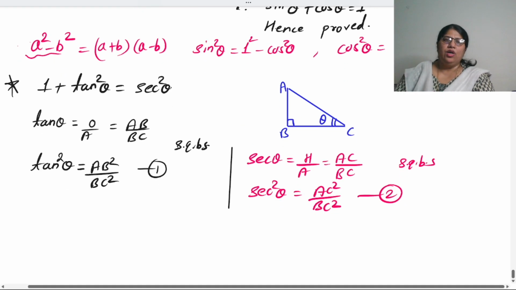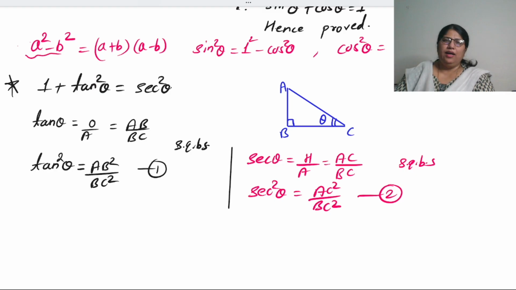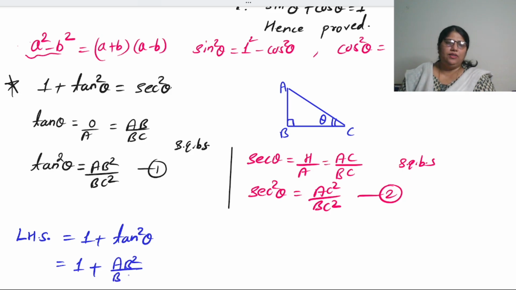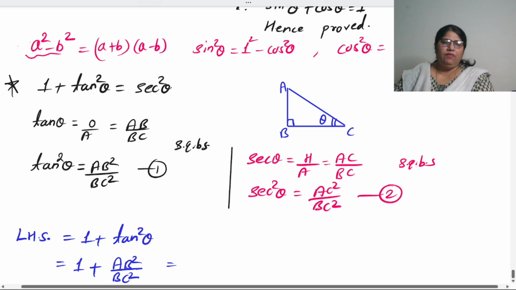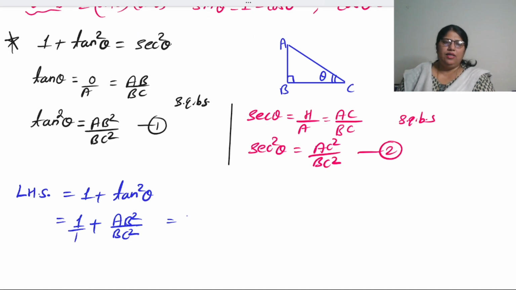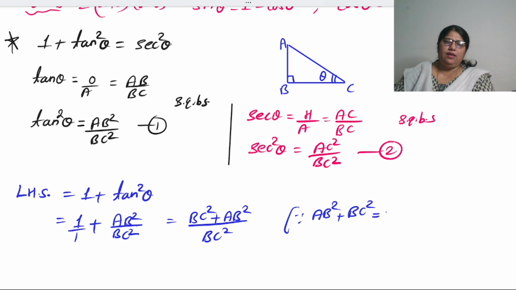Now how do we reach to this result? If I take the left hand side, which is 1 plus tan square theta, this is another way. We can take one of the sides and reach to the other side to show that both the values are equal. So let us substitute here. Tan square theta is AB square by BC square. If I find out the LCM, then it is BC square plus AB square by BC square. So BC square is your common denominator. Now again using Pythagoras theorem, AB square plus BC square is nothing but AC square.